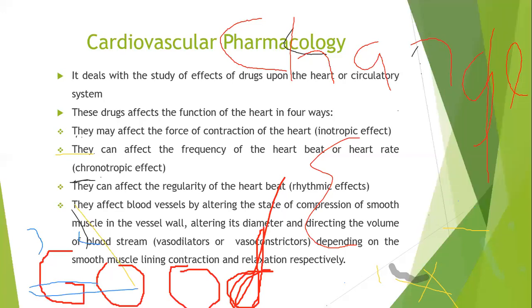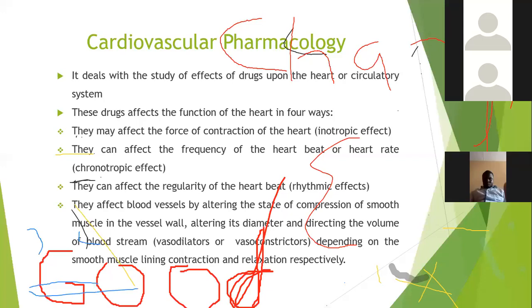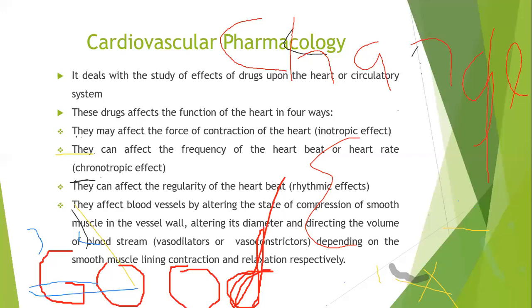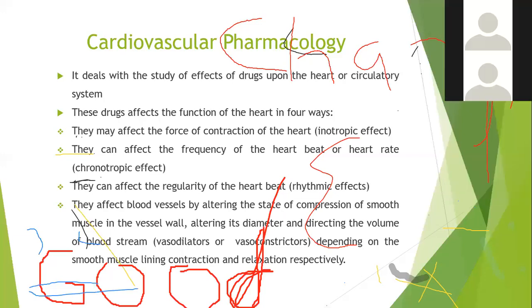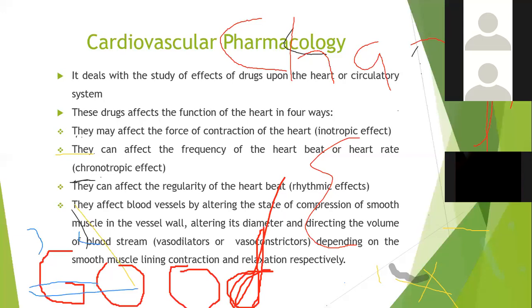Cardiovascular pharmacology deals with the study of the effect of drugs upon the heart or the circulatory system. These drugs affect the function of the heart in 4 ways. The first one is it may affect the force of contraction of the heart, which is known as inotropic effect. It may affect the frequency of the heartbeat or the heart rate, increasing or decreasing the heart rate. This is known as chronotropic effect. And they can affect the regularity of the heartbeat, and that is what we know as rhythmic effect.